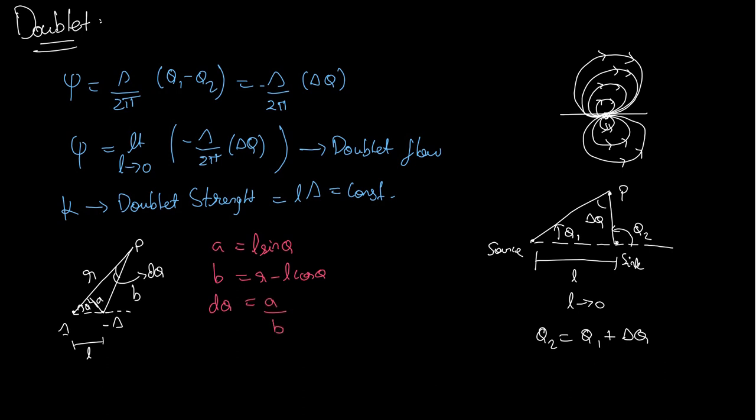Tan d theta is assumed as d theta, small angle approximation, which is nothing but L sin theta by R minus L cos theta. You know this. And my psi is nothing but limit L tends to 0 of minus lambda by 2 pi times delta theta. Delta theta here becomes d theta, right? So we carry on this to the next page.